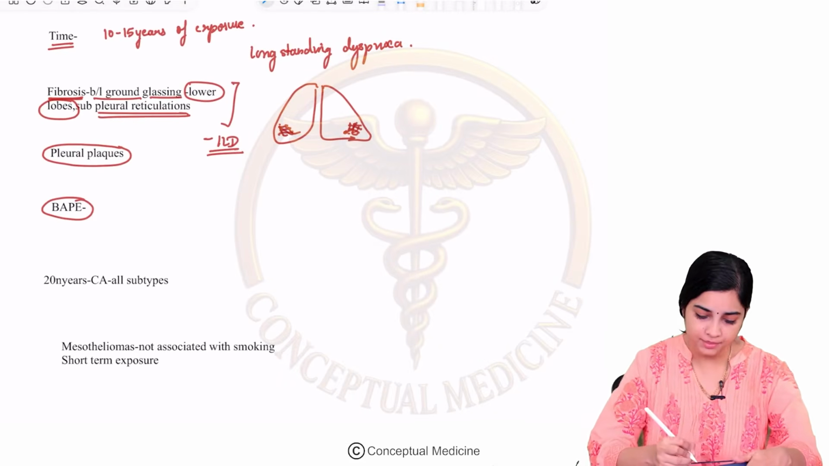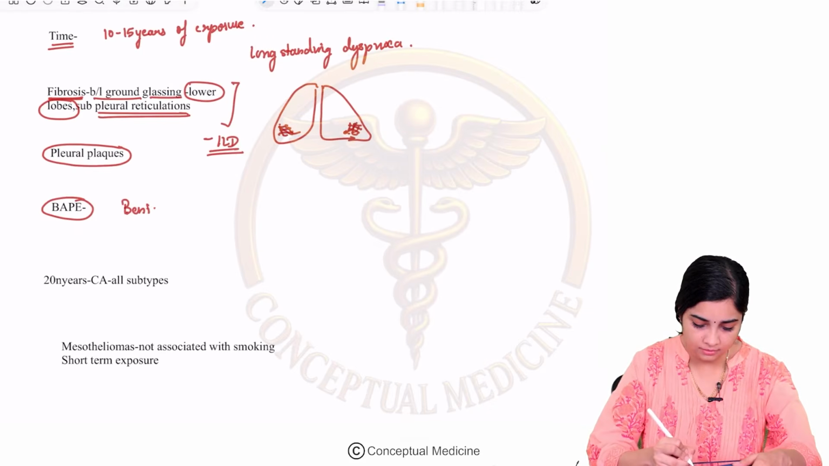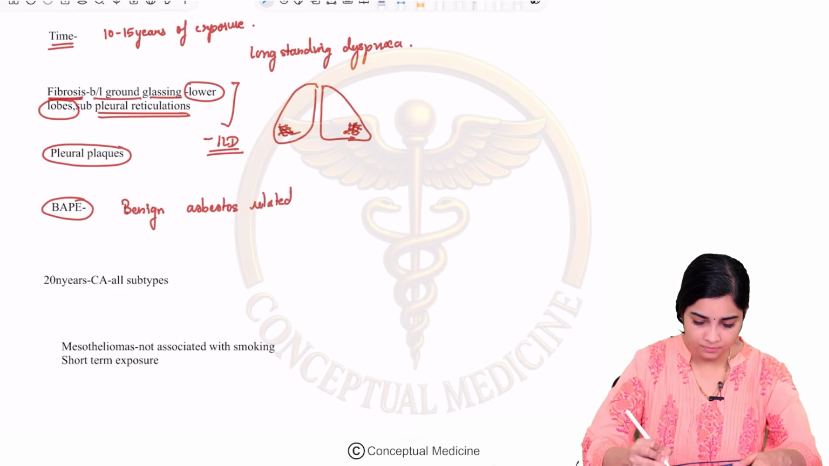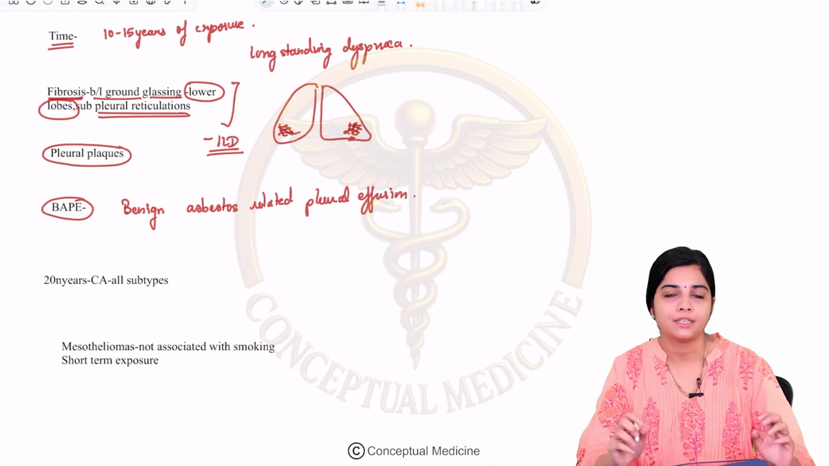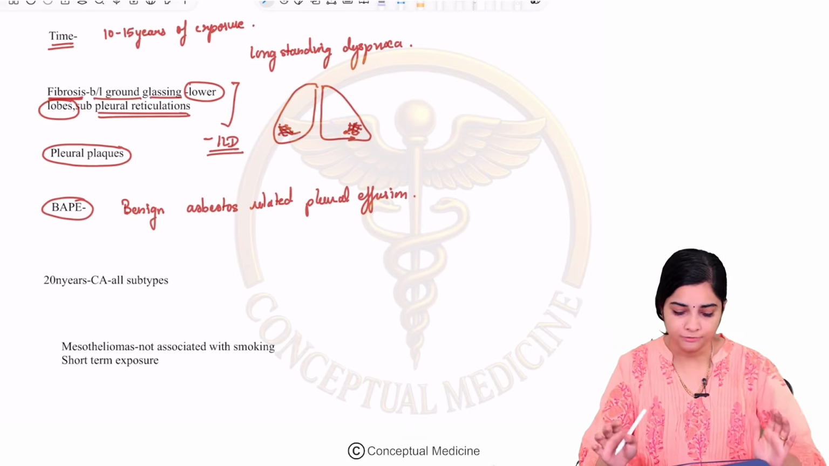So, what is BAPE? This is benign asbestos related pleural effusion. Okay, so you can have bilateral pleural effusions as well, which is called as benign asbestos related pleural effusions.